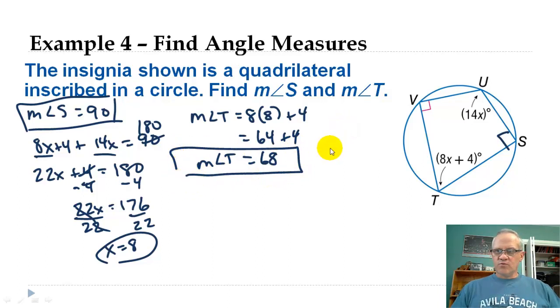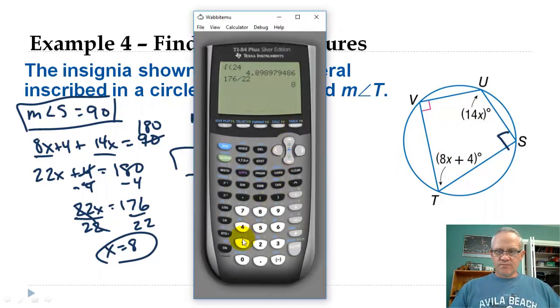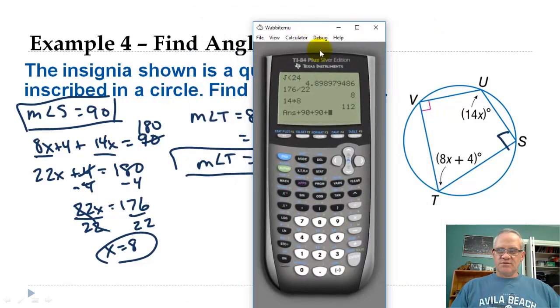If we really want to double check ourselves on this one, we know that this is 68, these are both 90, and then this would be 14 times 8, which should be 112. So we can do 112 plus 90 plus 90 plus 68. And it comes out to be 360, so we're looking good.